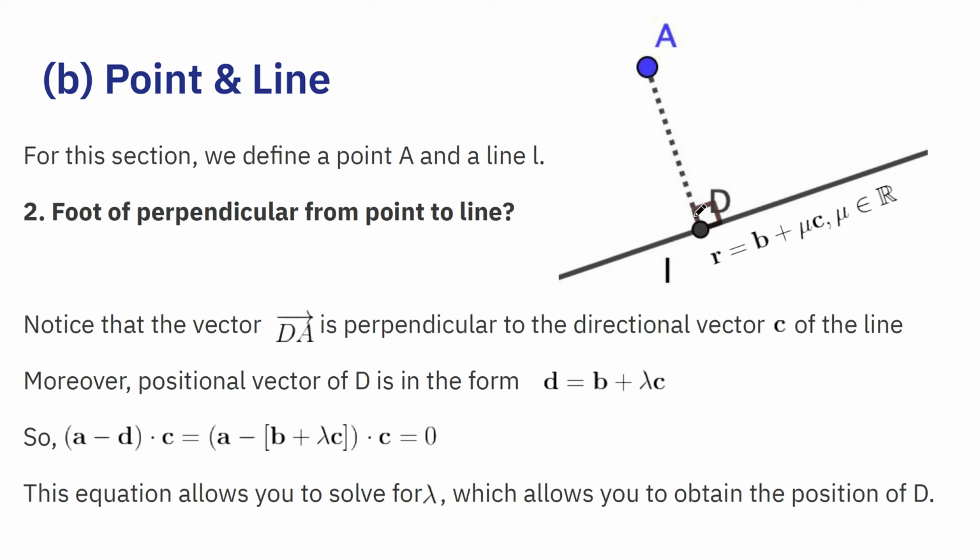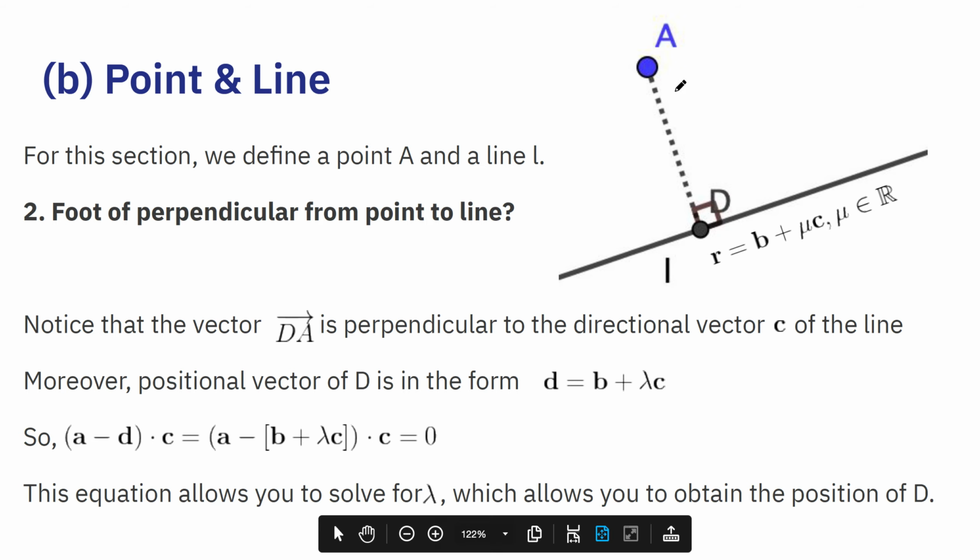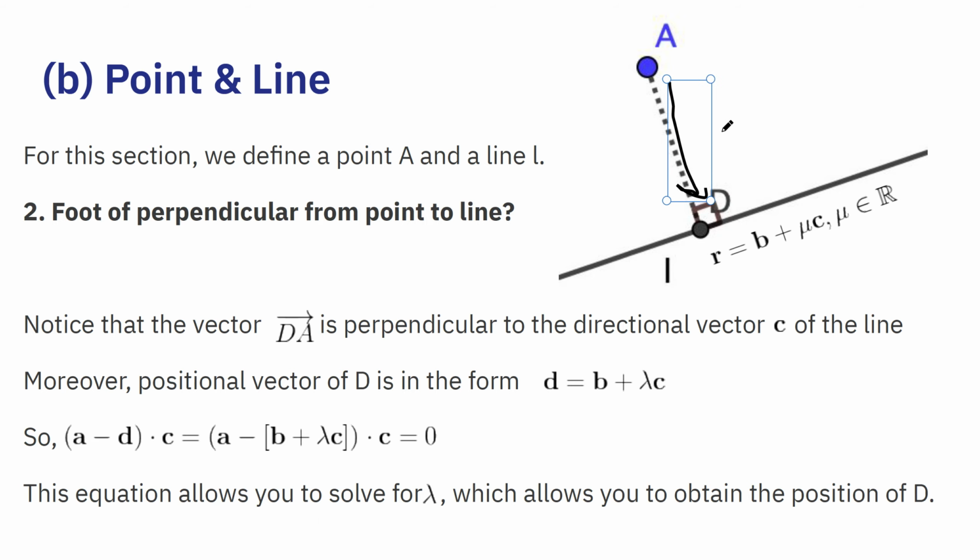And we want to find the foot of the perpendicular, which means drawing a 90-degree angle over here from the point to this line. So what we do is we realize that first the foot of the perpendicular must satisfy this vector equation as well. So D equals B plus lambda C. And next we subtract the positional vector of A minus D, in order to get this vector over here. This is our A minus D.